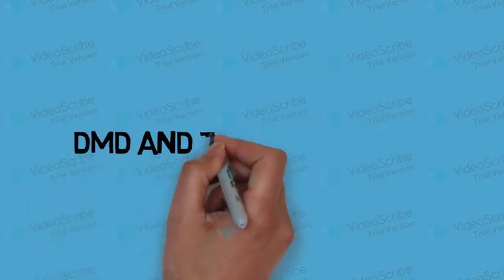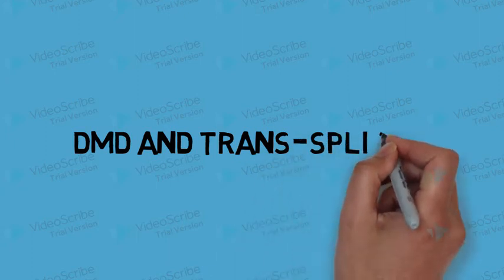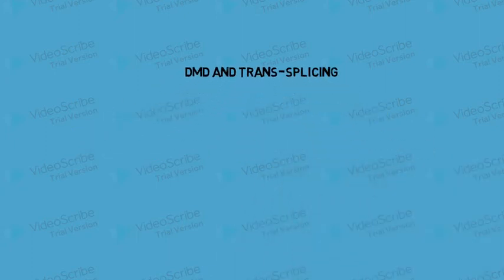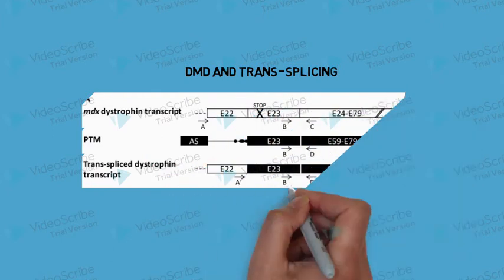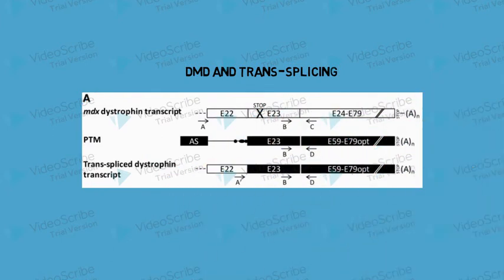In the case of Duchenne's muscular dystrophy, transplicing can then be used to treat it, as shown in this experiment from back in 2013. In this experiment, scientists took an MDX dystrophin mouse, which has a mutation in exon 23. They then supplemented the MDX mouse with a transcript that has a normal functional exon 23. What they found was that the exon 23 from the supplemented transcript was then able to be incorporated into the final product, giving rise to a functional dystrophin in the end.